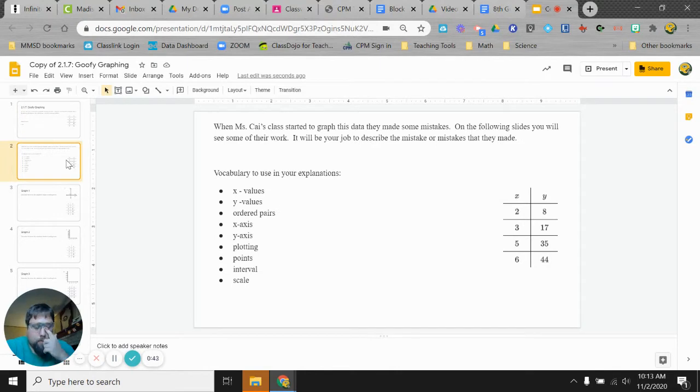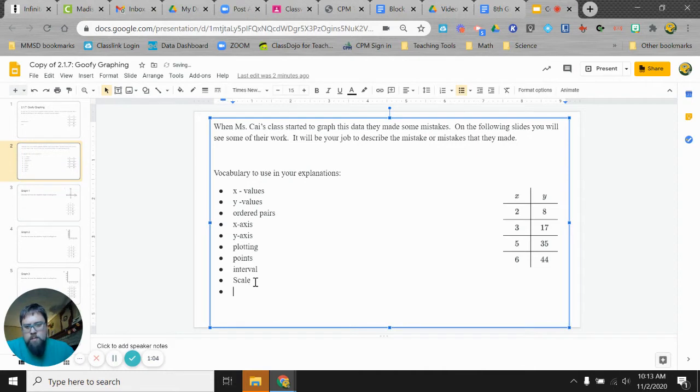Some vocabulary that might be useful for you as you are answering these questions today and identifying the errors are x values, y values, ordered pairs, x-axis, y-axis, plotting, points, interval, scale. I would also add, I'm just going to do this right now, title and labels. And you might mention that.